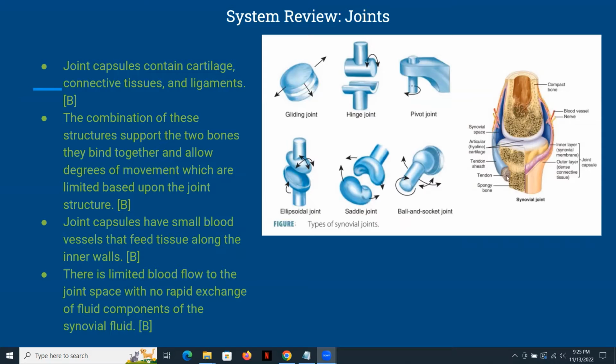Now, as far as joint capsules go, we can see in the diagram to the side, where my mouse is, that there is a blood vessel right next to a nerve going into the capsule itself. So the wall of the capsule is fed by blood. Inside this capsule, though, there is a fluid membrane. That fluid helps lubricate and protect the cartilage that separates the two bones, and it carries the nutrients that feed the cartilage and, in part, some of the inner surface of the joint space itself.